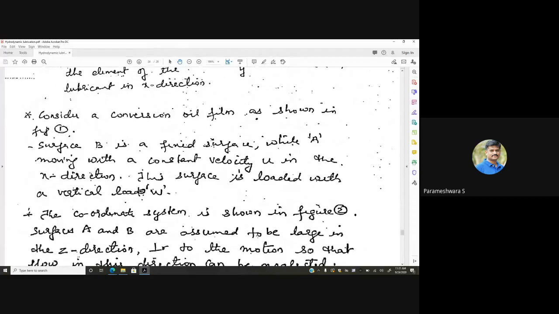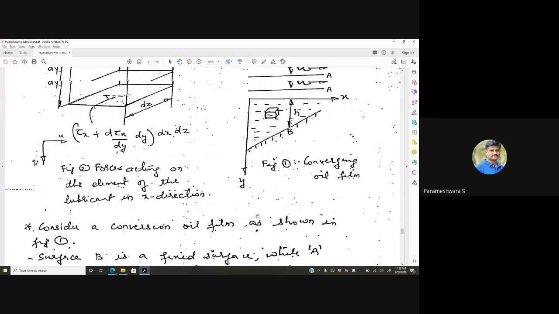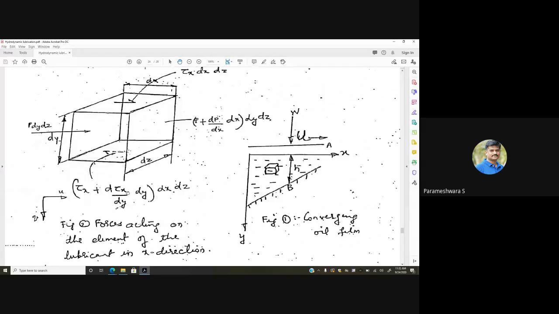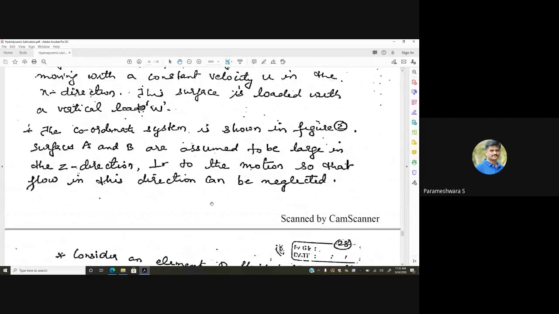Moving with constant velocity u in the x direction, and this surface is loaded with vertical load W. The coordinate system is shown in figure 2. The surfaces A and B are assumed to be large in the z direction perpendicular to the motion, so that the flow in this direction can be neglected.